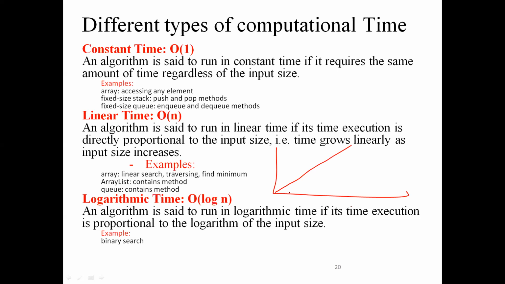Based upon the input, it takes time. For 5 people, 5 seconds it will take. For 10 people, it will take 10 seconds, like that. So it depends upon the input size, the time varies. So it was linear. It is proportional to the input. So here it's already directly proportional. Here it is written.